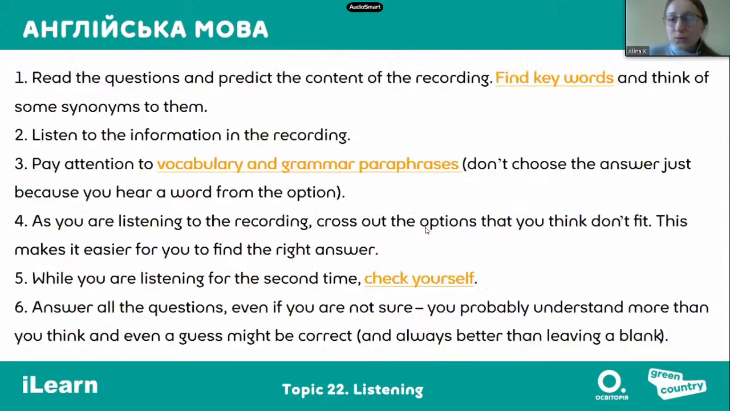So what strategies we may use? Of course, we need to read the questions, yes, and we need to find these keywords in those questions, yes, to listen to some specific information in the recording. Сподіваюсь, ви пам'ятаєте, вам дають час, щоб ви прочитали питання. Їх всього 5, але важко те, що до кожного йде 3 варіанти відповіді, зазвичай це довге речення.